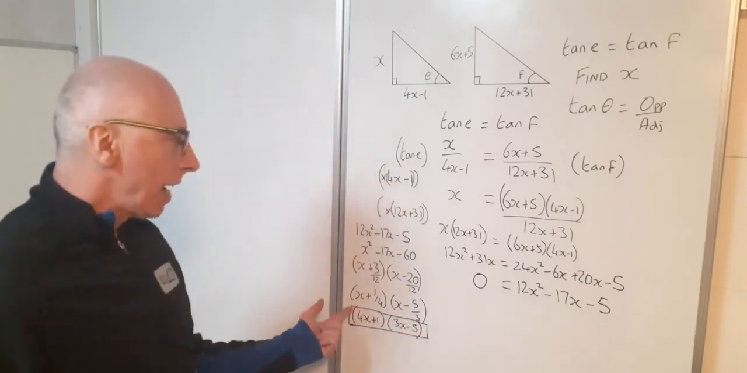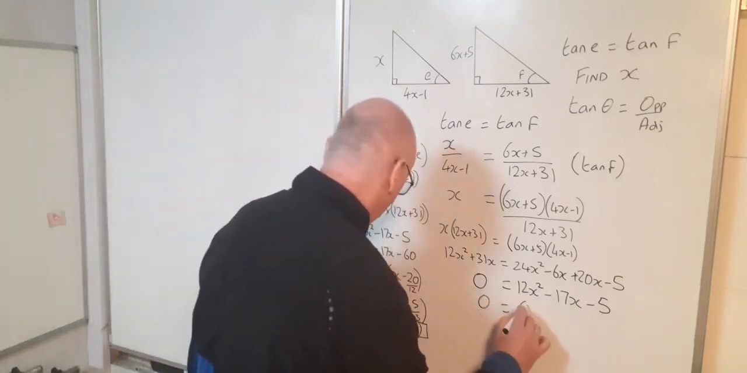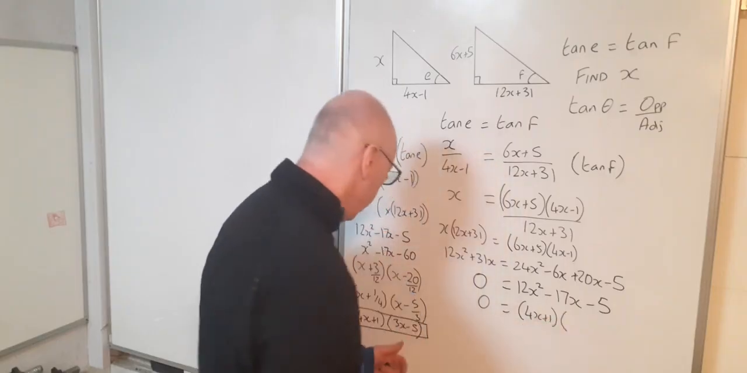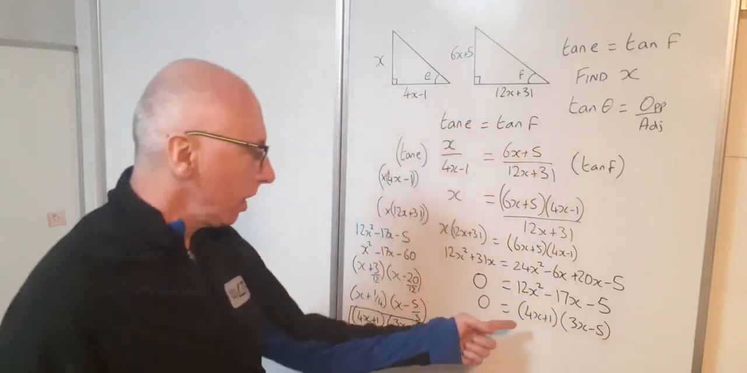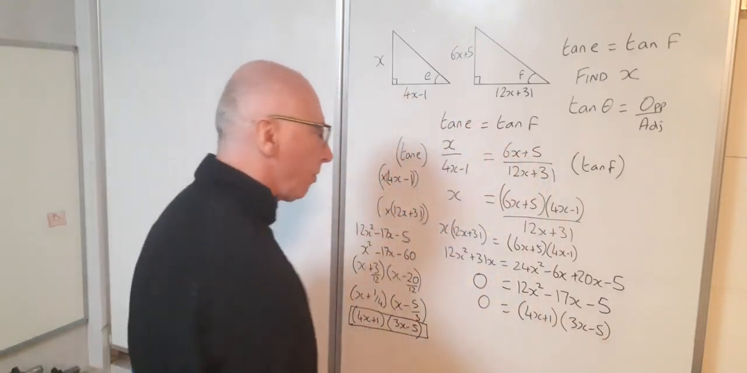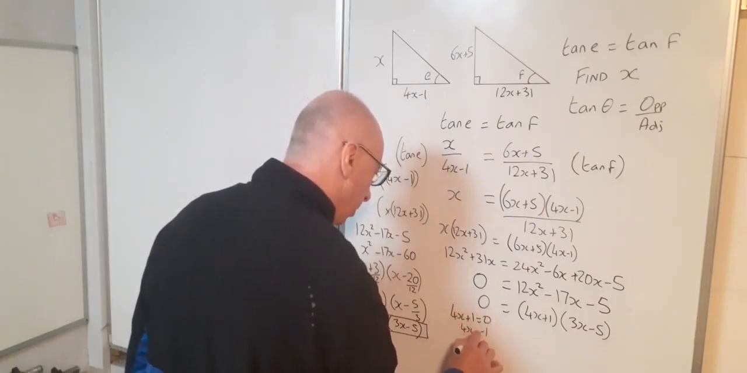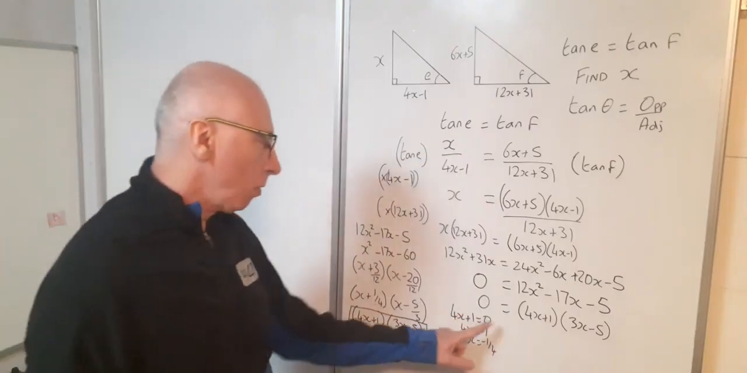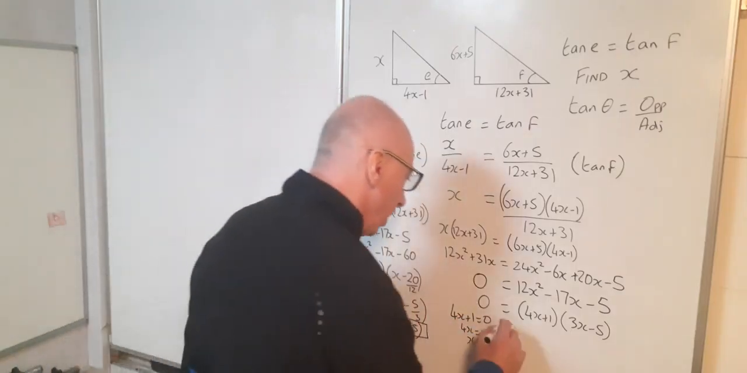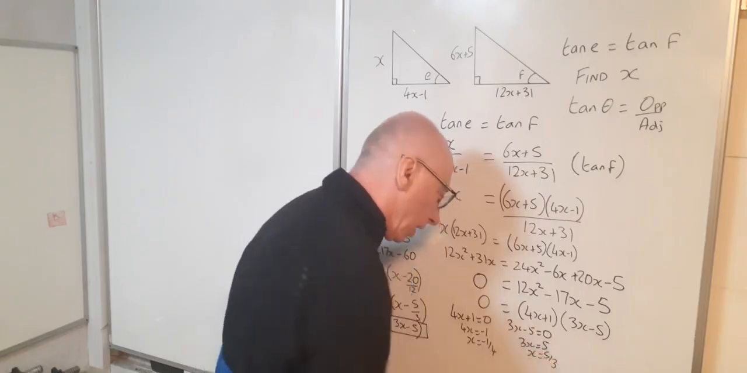Okay, now my solutions for that, I've got this over here. So 0 equals 4x plus 1 and 3x minus 5. So now what I'm looking for, solutions to any of these, one of these will be 0. So then I'm left with 4x plus 1 equals 0. So 4x equals minus 1, x equals minus 1/4. So I would have got that from there. And then likewise, the same with this one, 3x minus 5 equals 0. 3x equals 5, x equals 5 over 3.